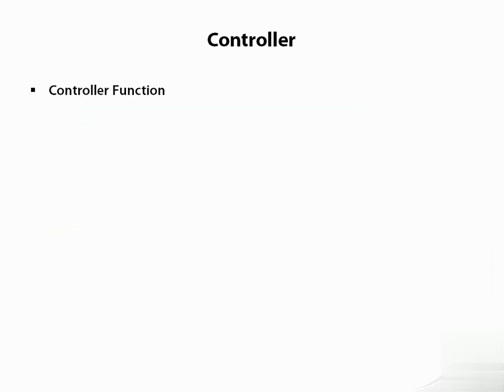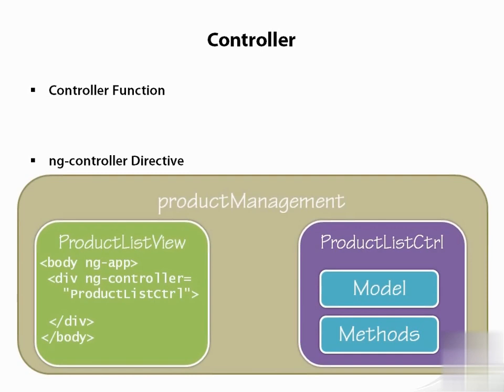The controller function contains the definition of the model and the methods for any actions that the view can perform. Once the controller function is created, the view identifies its controller function using the ng-controller directive. The ng-controller directive specifies the controller by its logical name, not its physical file name, even though in many cases those names are the same.